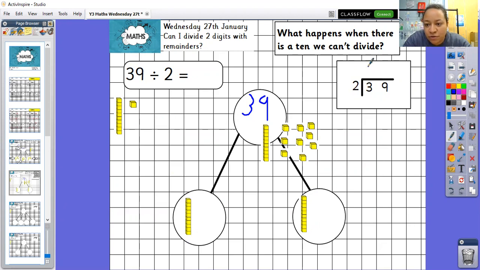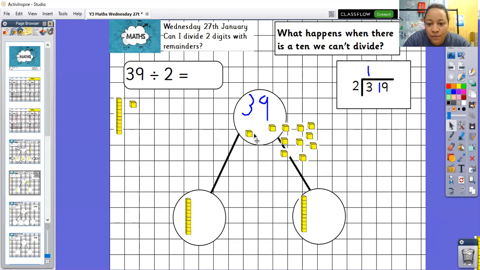So that is what I would be writing up here. How many did I have left over? How many tens? I've got 1. So this one is the one that is going to be exploded to turn into 10 ones. So I'm going to put that one away. There we go. And then I'm going to exchange it for 10 ones.